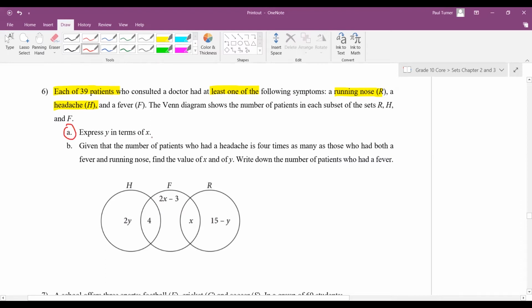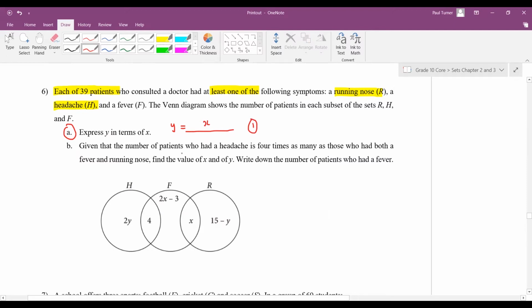Express y in terms of x. So what you want, I need y equal something and it will have x in it, like 2x plus 5, something like that, or 3x minus 1. So I want to make an equation that looks like this. And this will be equation 1, which we need for part B.